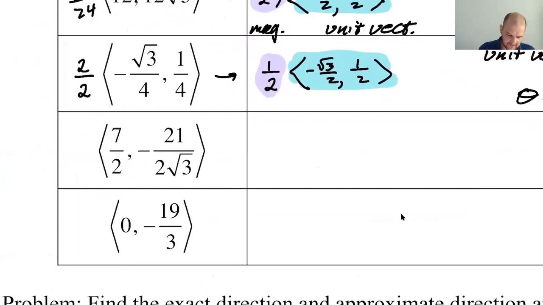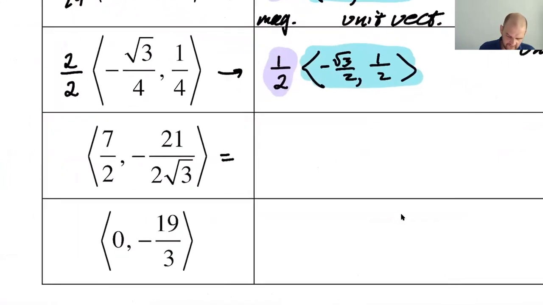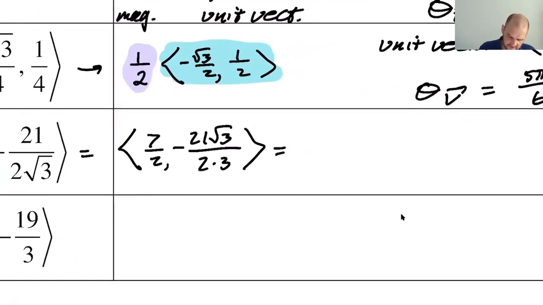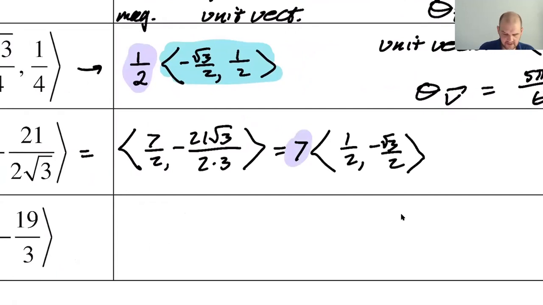All right, let's see. This I'm going to do a little work on. So first, I'm going to say 7/2. I'm going to rationalize negative 21 root 3 over 2 times 3. Okay, I see where this is going, I think. So I'm going to take out 7 and have 1/2 negative root 3 over 2 left. You can confirm that, just try to work it out. So distribute 7, basically. And then what happened? 21 over 3 became 7.